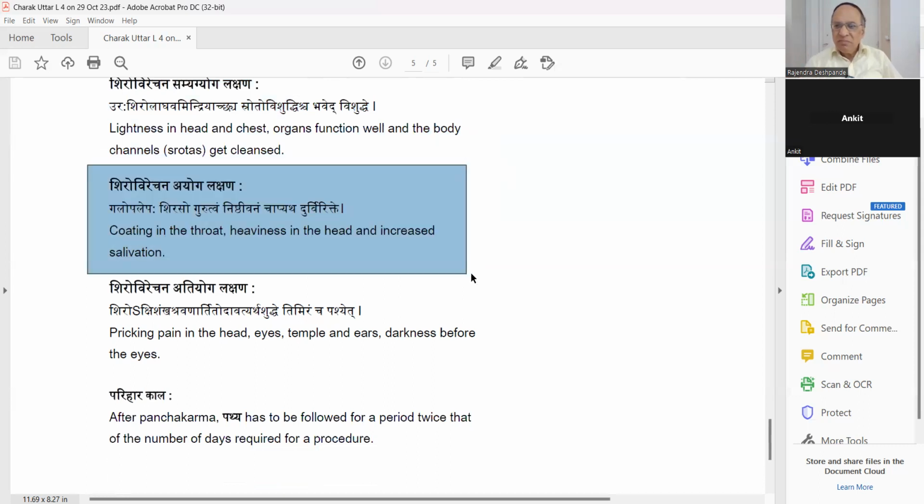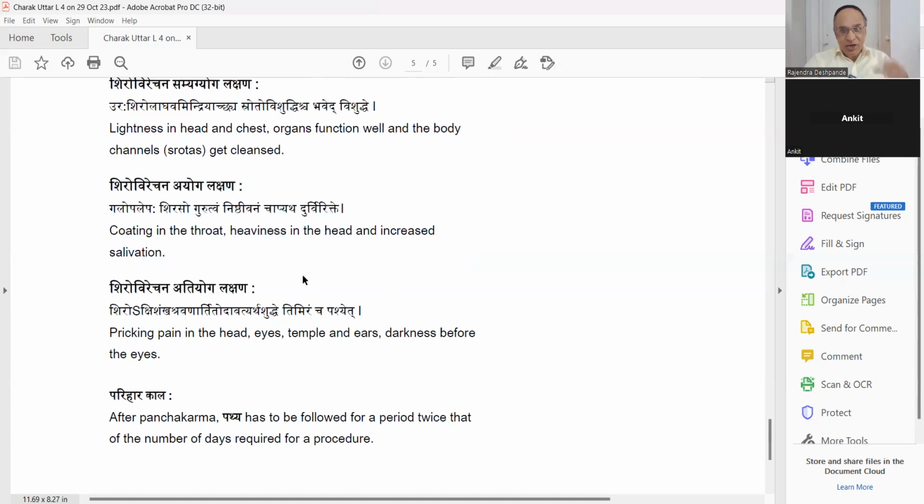Now next, Shiro Virechana Ayoga Lakshana. Not proper, some problem is there. Coating in the throat, the tongue will be coated because there is no cleansing. Heaviness in the head and increased salivation, Bodhaka Kapha, a lot of secretions. Agnimandya, ajirna, apachana. So all these are ayoga, not cleaning properly. So ama is there, dosha waste, debris is there. So these are problems.